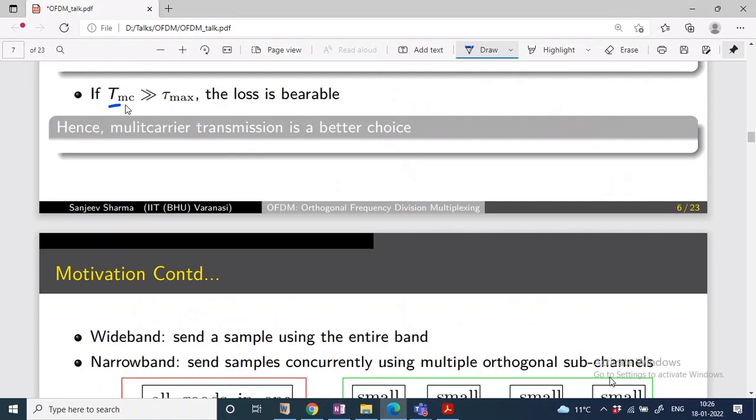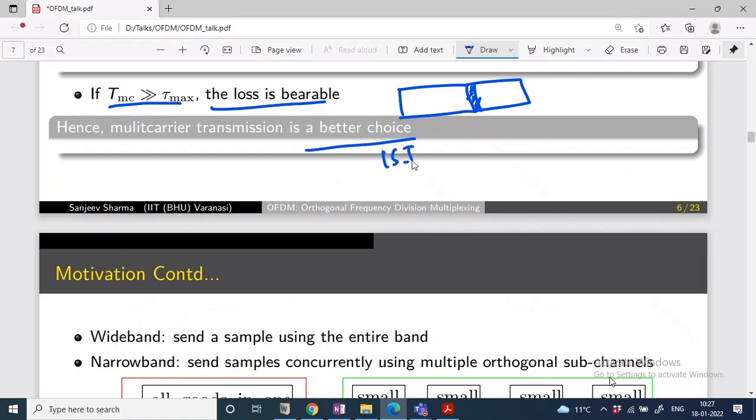So TMC is greater than tau max, so the loss is bearable, as I already told you, because the symbol duration is higher. Then only a small portion has ISI, so we can easily remove this ISI, because that overlapping portion is very small compared to the symbol duration. Hence multi-carrier transmission is a better choice to handle the ISI.